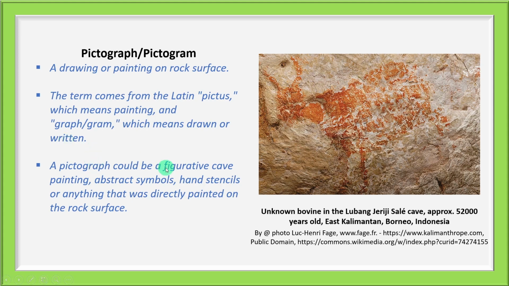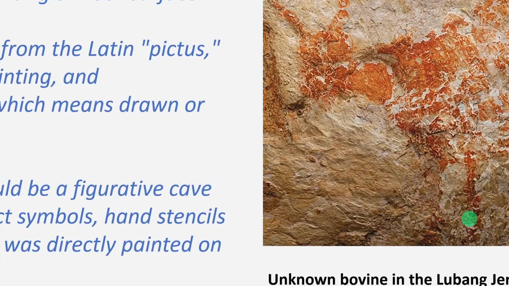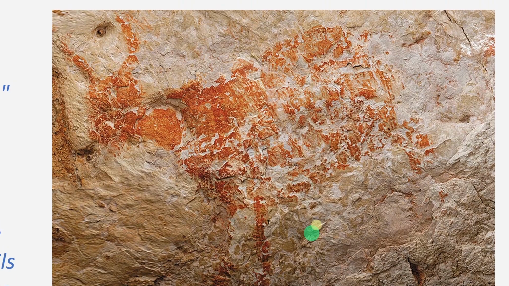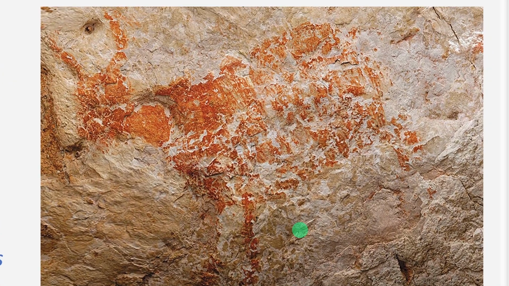A pictograph could be a figurative cave painting, it could be an abstract symbol, hand stencils, or anything that was directly painted on the rock surface. This is an unknown bovine from Borneo, Indonesia, approximately 52,000 years old. You can see it's directly painted on a rock surface using a pigment, while in petroglyphs, the image was scratched on the rock surface.